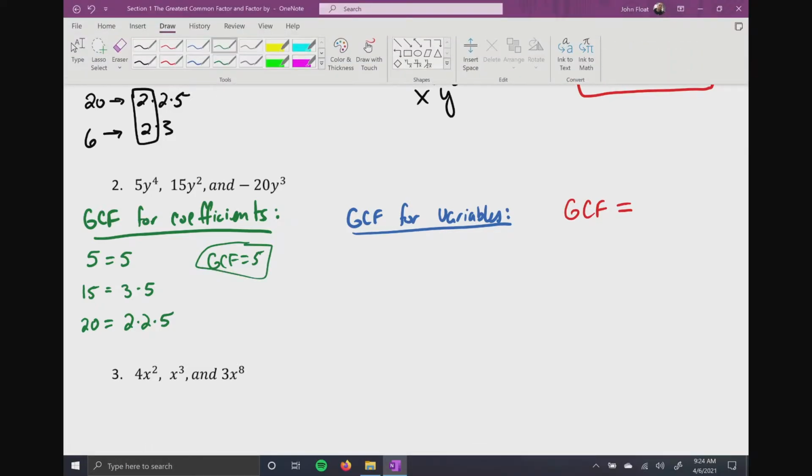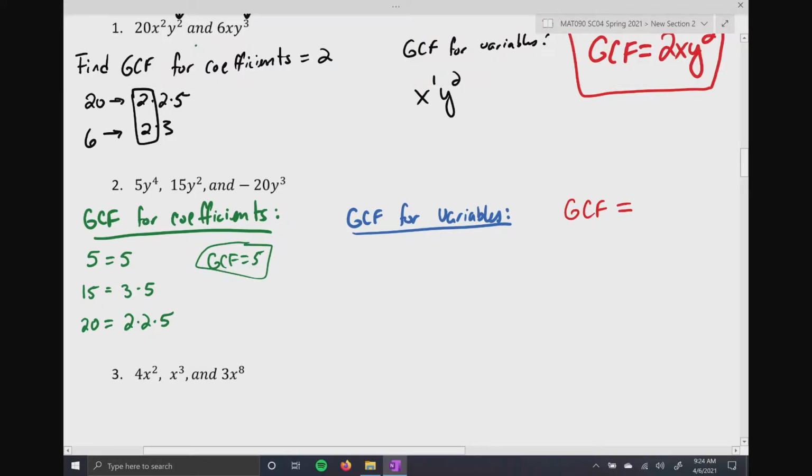Now let's do the variables. So the variables, I have y to the fourth, y to the second, y to the third. What's the smallest exponent on the y's? Y to the second. Perfect. Therefore, the GCF for the terms 5y to the fourth, 15y to the second, and negative 20y to the third will be the product of these two. 5y to the second.